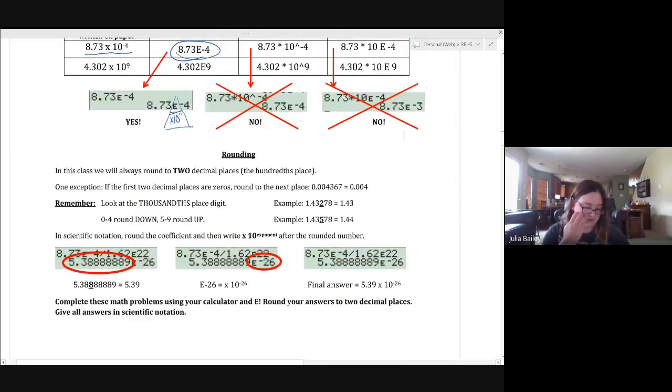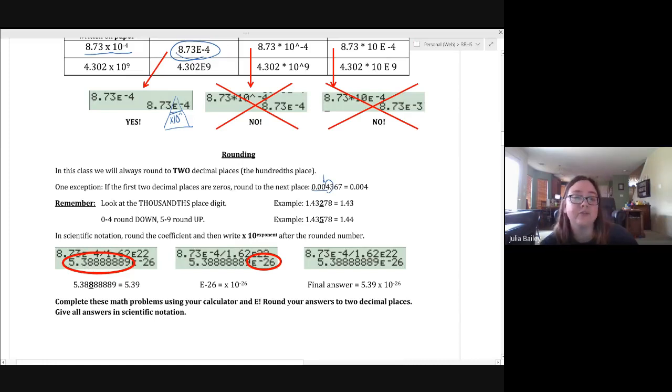In this class, we're going to always use 2 decimal places when we round. We round to the hundredths place. So there's a slight exception that probably won't come up very often, but if the first 2 decimal places are zeros, we round to the next place. So like here, the hundredths place is a 0, so we're not going to round there. We just round to whatever's next.